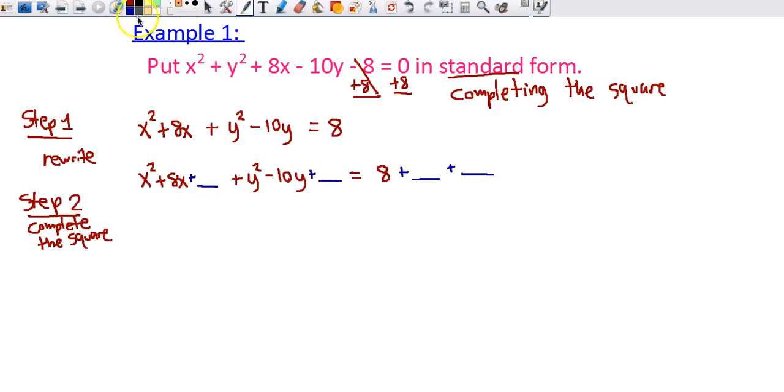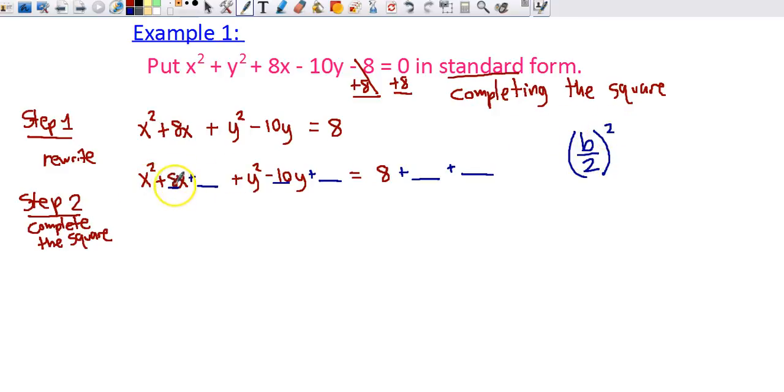How you do that is you take the b term. Here's a little formula. The b term is the 8 and the negative 10. You divide that by 2, and you square it. Okay? Again, you take the b term. This is a, this is b, 8. B here is negative 10. You divide it by 2, and you square it.